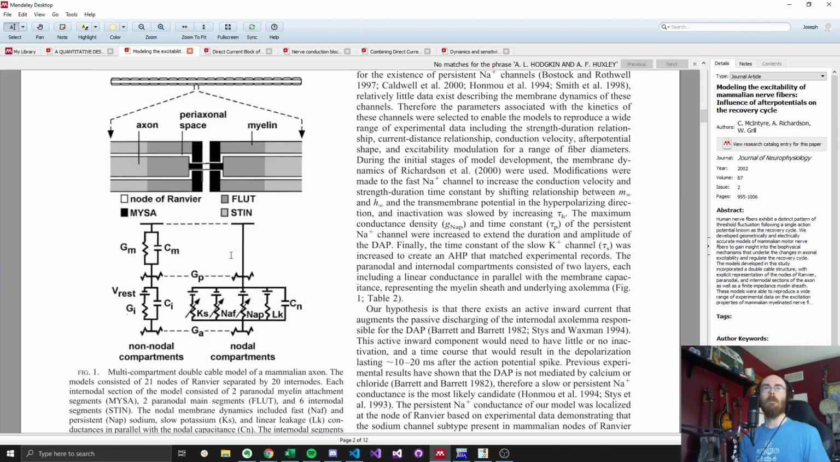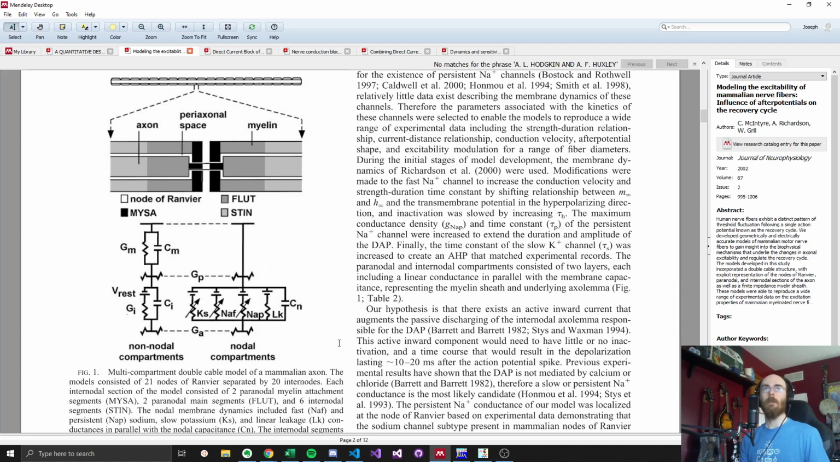This one has a bit of a different compartmental structure. You'll notice this one actually shows all the compartments, whereas the HH model was just a single compartment with a single sodium and potassium channel. This model has the nodes of Ranvier. Those have a fast sodium and a persistent sodium channel, as well as a potassium channel. And then we have the leakage current and the membrane capacitance of the nodes.